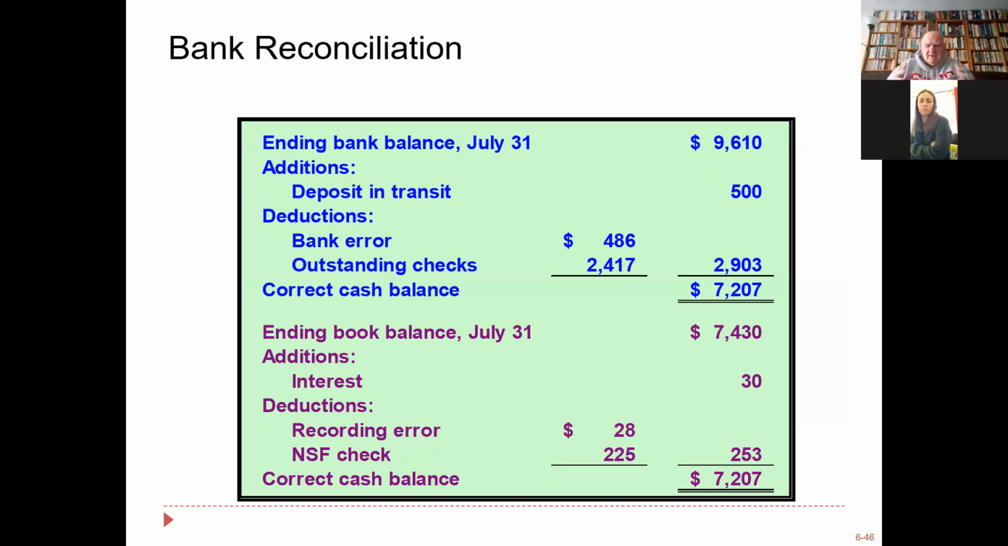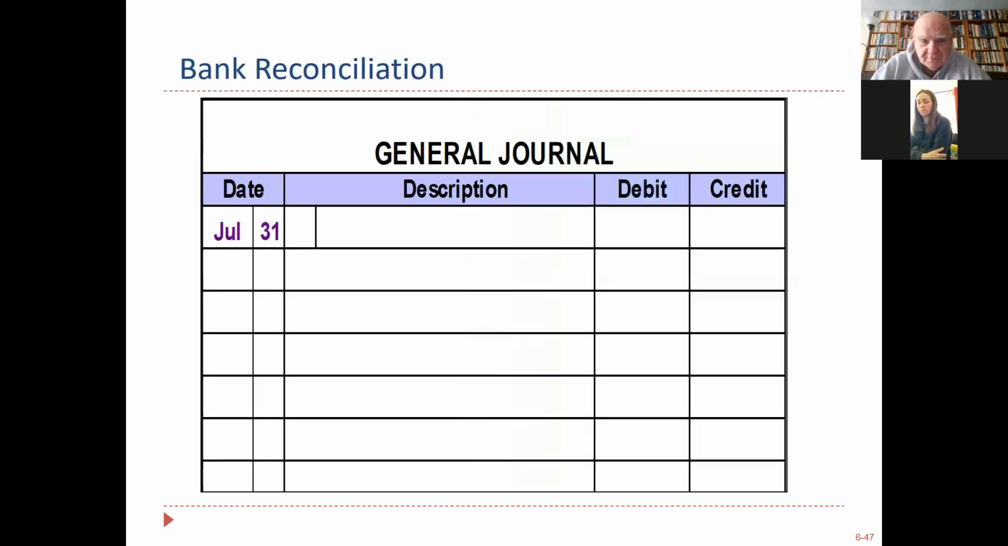Again, let me emphasize the template, the picture. Bank balance plus deposits in transit minus outstanding checks. Whammo, you're done. Okay. The book balance begins with our general ledger balance, plus anything you see on that bank statement that we don't know about. And you come up with the two reconciling numbers.